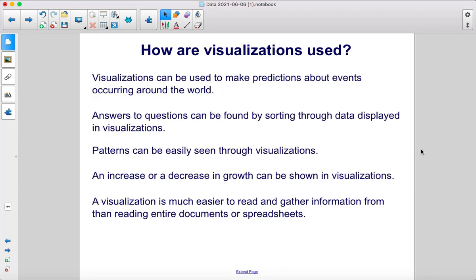Visualizations can be used to make predictions about events occurring around the world. Answers to questions can be found by sorting through data displayed in visualizations. Patterns can be easily seen through visualizations. An increase or a decrease in growth can be shown in visualizations. A visualization is much easier to read and gather information from than reading entire documents or spreadsheets.